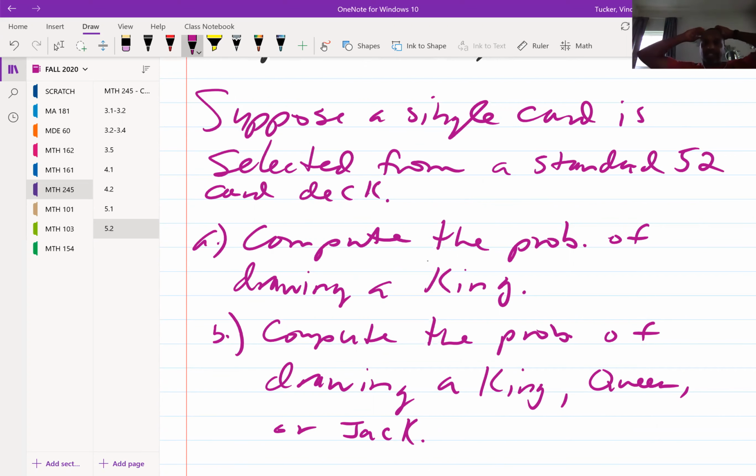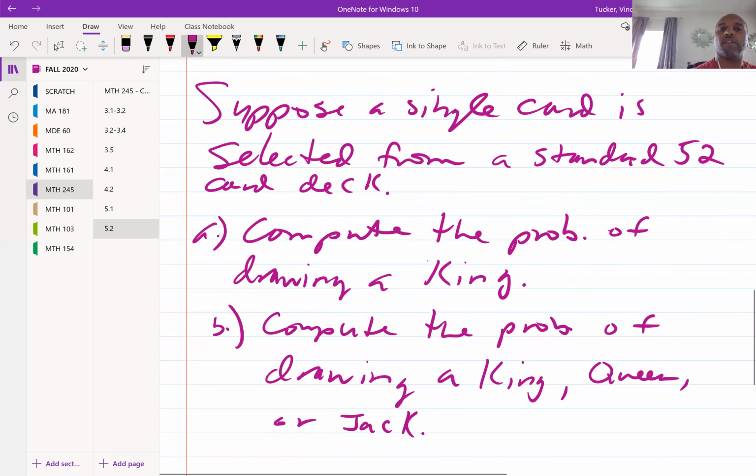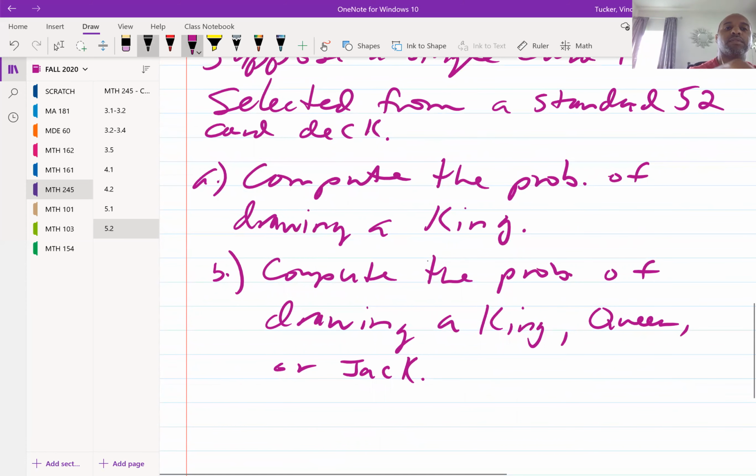All right, suppose a single card is selected from a standard 52 card deck. First, it wants to compute the probability of drawing a king, then compute the probability of drawing a king, queen, or jack. All right, let's look at A first.